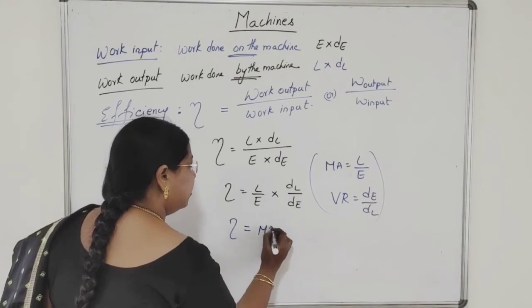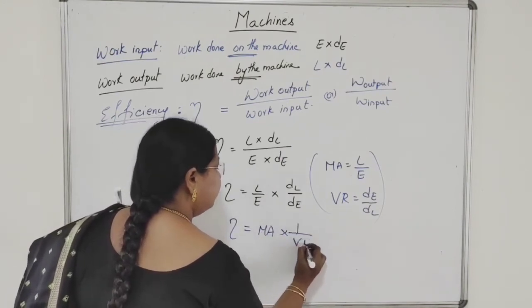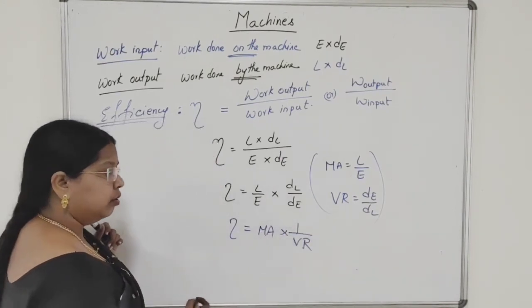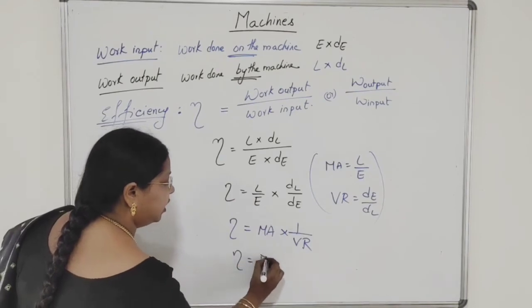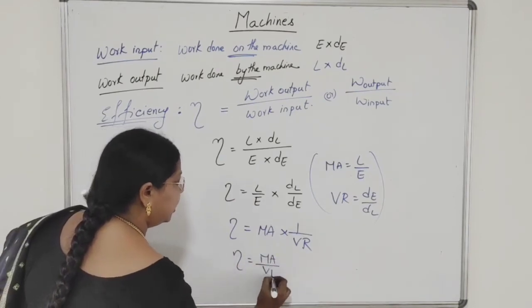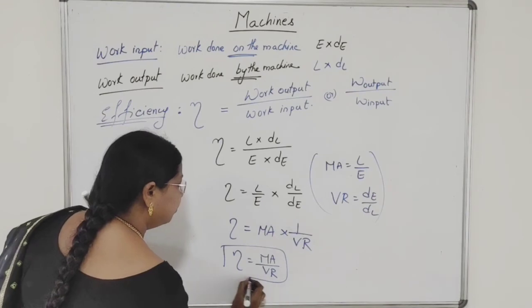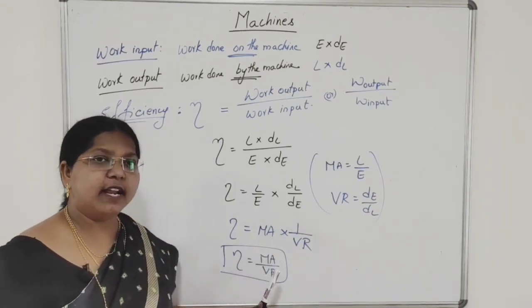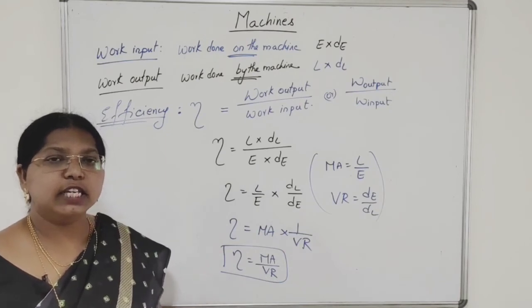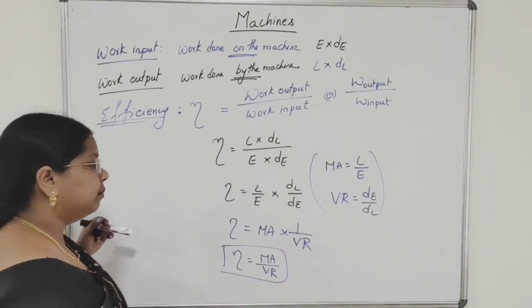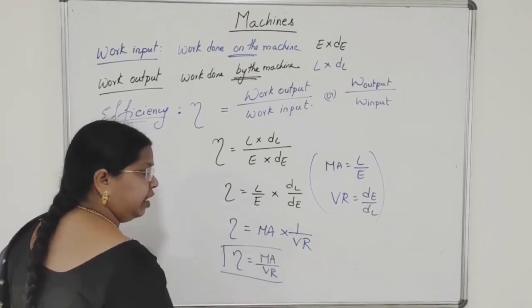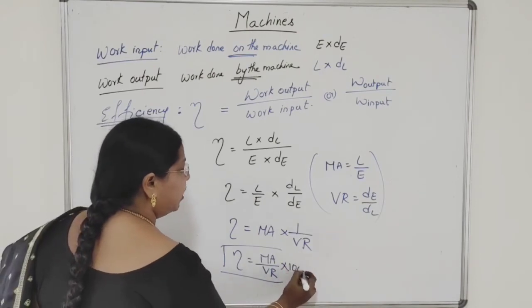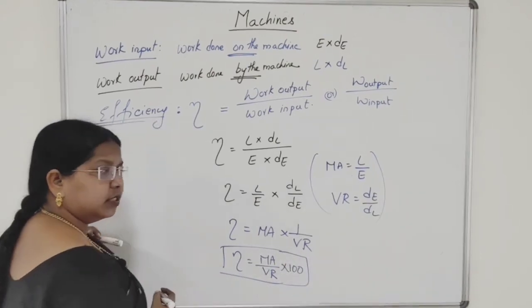Efficiency is equal to MA into 1 by velocity ratio. Finished. So efficiency is the ratio of mechanical advantage by velocity ratio. If you want it in percentage, as we are giving it in percentage, multiply by 100. So we'll get the efficiency.